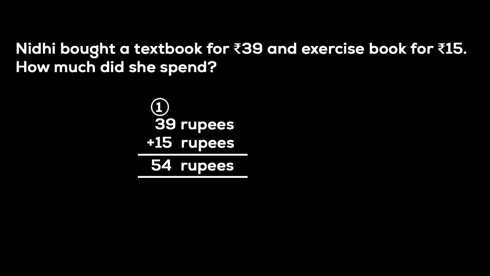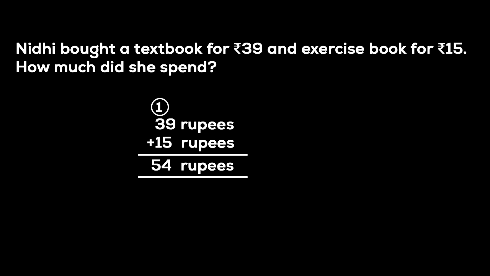Below rupees you will write rupees, and now add 9 and 5. As your answer will come in double digit, write 1 digit here and 1 you will carry over. 9 and 5 will become 14, so write 4 here below and 1 you will carry over.